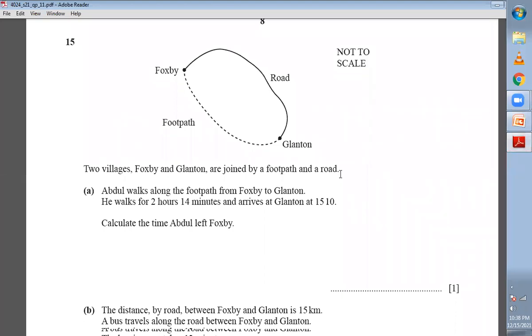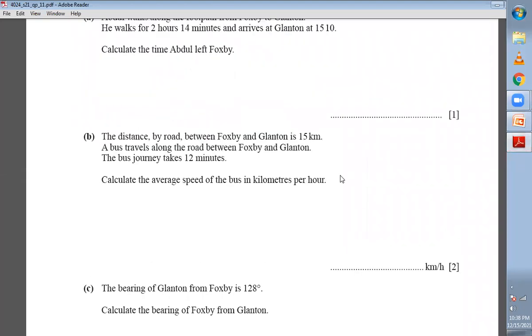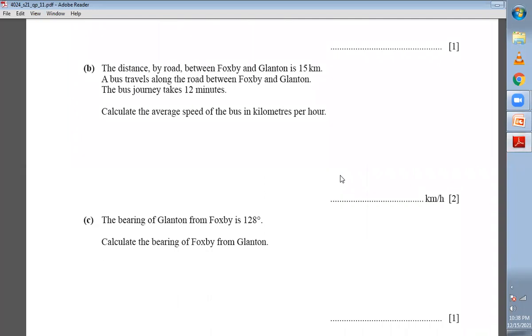Okay, so the next part is, their question is, the distance by road between the Fox Bay and the Glanton is 15 kilometers. A bus travels along the road between the Fox Bay and the Glanton. The bus journey takes 12 minutes. Calculate the average speed of the bus in kilometers per hour. You see the distance is given to us, that's 15 kilometers, and the time taken is 12 minutes. They want us to calculate the average speed. The average speed formula is distance divided by time, but they want the answer in kilometers per hour. So I will convert the time, which is 12 minutes, into hours.